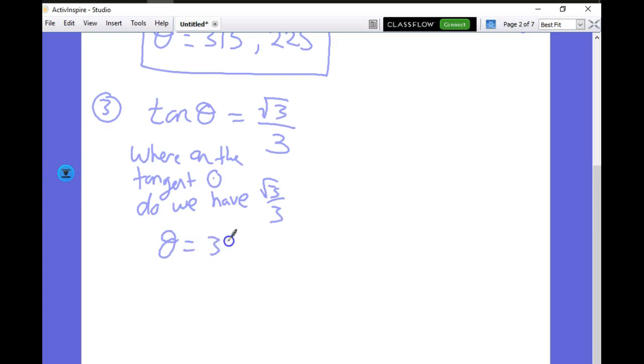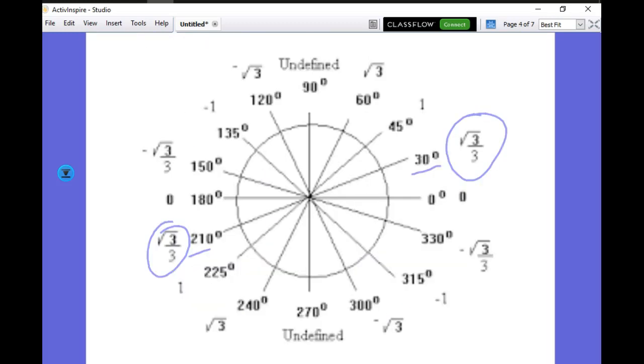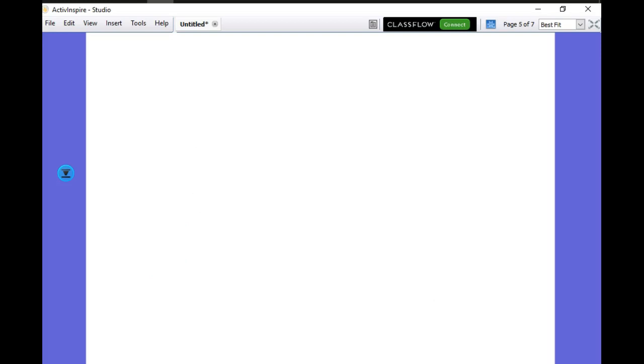So theta was equal to 30 and 210 degrees. So if you're given a sine, you're looking for the y values. If you're given a cosine, you're looking for the x values. If you're given a tangent, you're going to look at your tangent graph. Okay? So let me go ahead and throw a couple at you guys here for a minute.